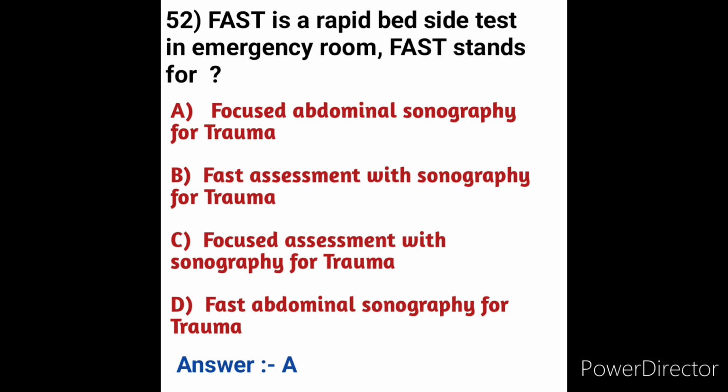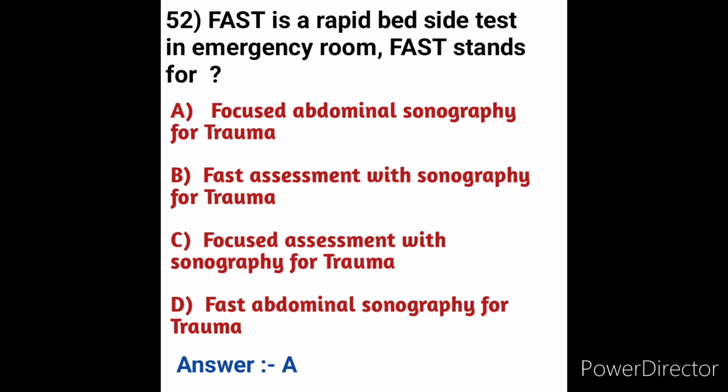Here option A is the correct answer, focused abdominal sonography for trauma. It is an examination performed by a surgeon or physician as the screening test for blood around the heart and abdominal cavity, meaning pericardial effusion, for example. FAST is an ultrasound protocol developed to assess hemoperitoneum and hemopericardium also. So here option A is the correct answer.